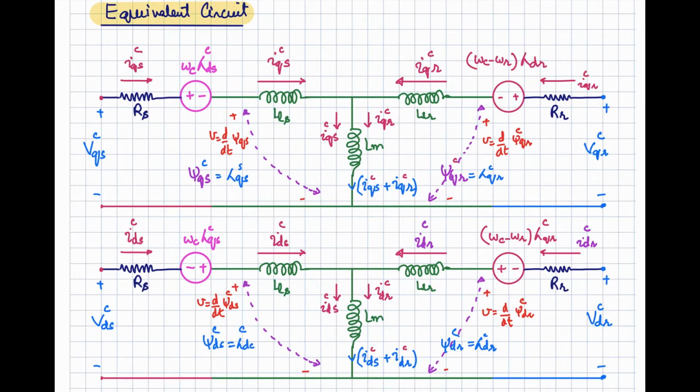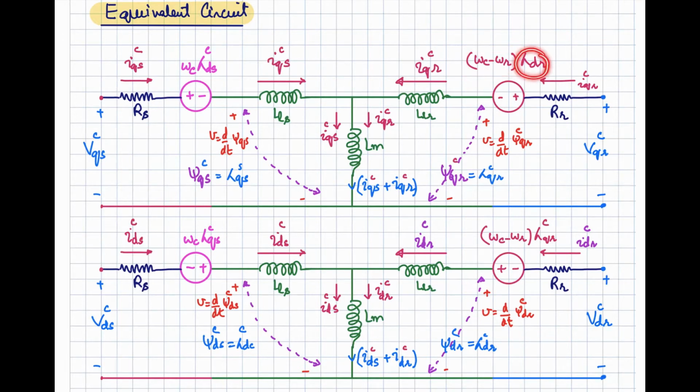So the flux linkages of the d-axis induce a certain voltage on the q-axis, and that is represented with the help of this source. And on the rotor side we have the induced EMF, that is because of the slip in that frame of reference, because omega c is the speed of the arbitrary frame of reference and omega r is the rotor speed. So this is the slip in whichever frame you are operating or considering your machine.